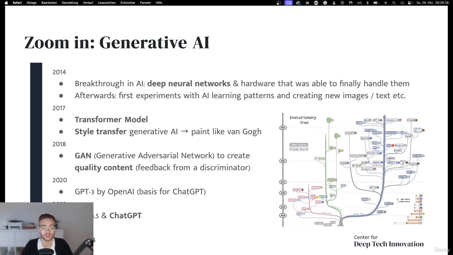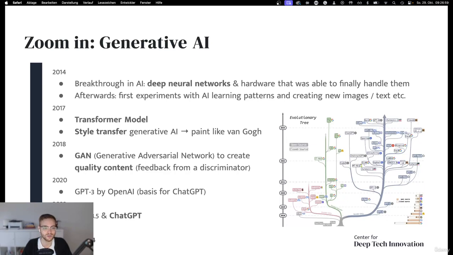Because in the 2010s, and especially around 2013, 2014, researchers figured out how to use GPUs, so graphics processing units, to compute large neural networks. The concepts from neural networks have been around since the 1950s, but until the mid 2010s they were not really practical because you needed a lot of computing power that usually only supercomputing centers had available.